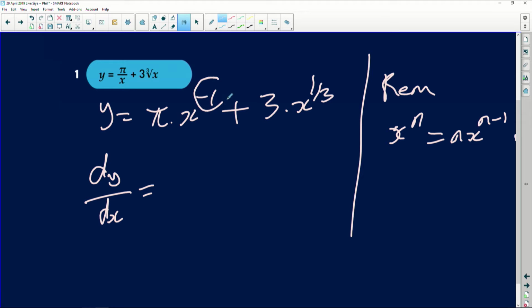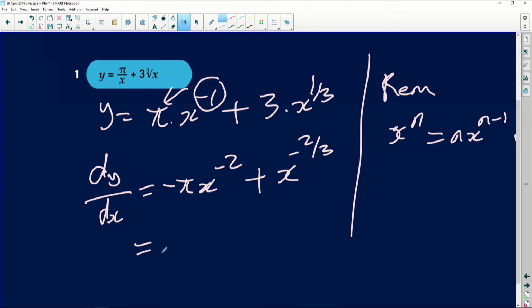Here, this is my exponent. I multiply it with the coefficient, that gives me negative pi. x to the exponent of -1 minus 1 will be -2. Then plus, 1 over 3 multiplied by 3 will give me a 1. But remember, this is mathematics, so we're not going to represent the 1. So x to the exponent of 1 over 3 minus 1 will be equal to -2 over 3.